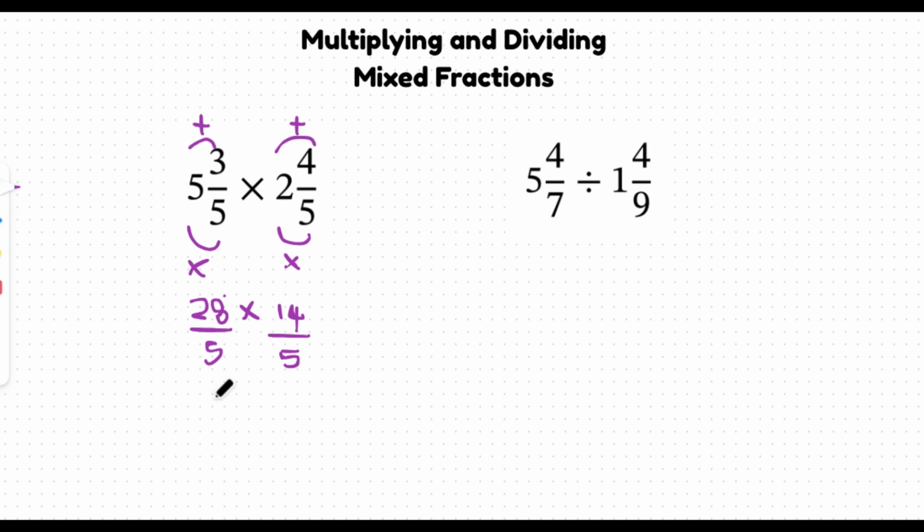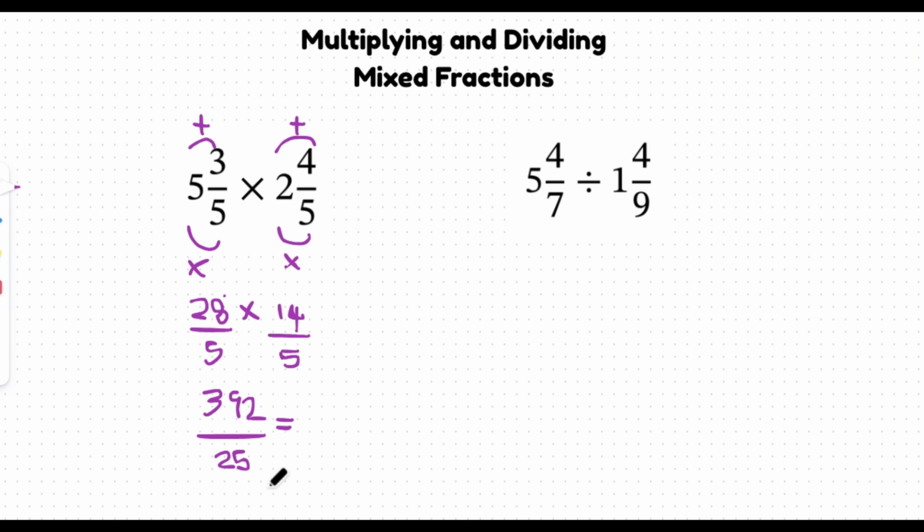28 times 14 is 392 divided by 5 times 5, 25. Then if you can see, this is an improper fraction, so we are trying to find a mixed number because we cannot leave it as an improper. We have to leave it as a mixed number.